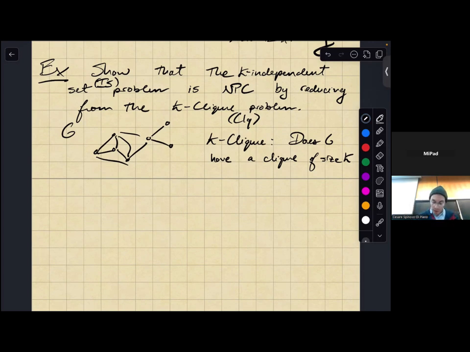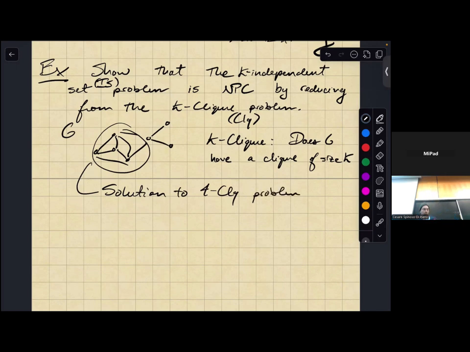So for instance, if I take this graph G and I ask, is there a clique of size 4? Yeah, thank you. Is there a clique of size 4? Then the answer would be yes, because I can take this subgraph here, where each of the vertices is connected to all the others. So this vertex is connected to these three, this one is connected to these three, and so on. So this is a solution to the 4 clique problem.